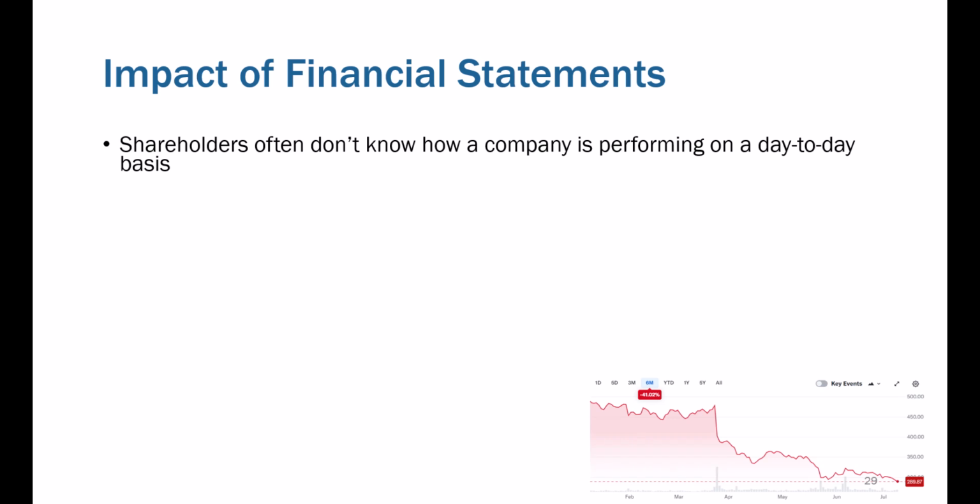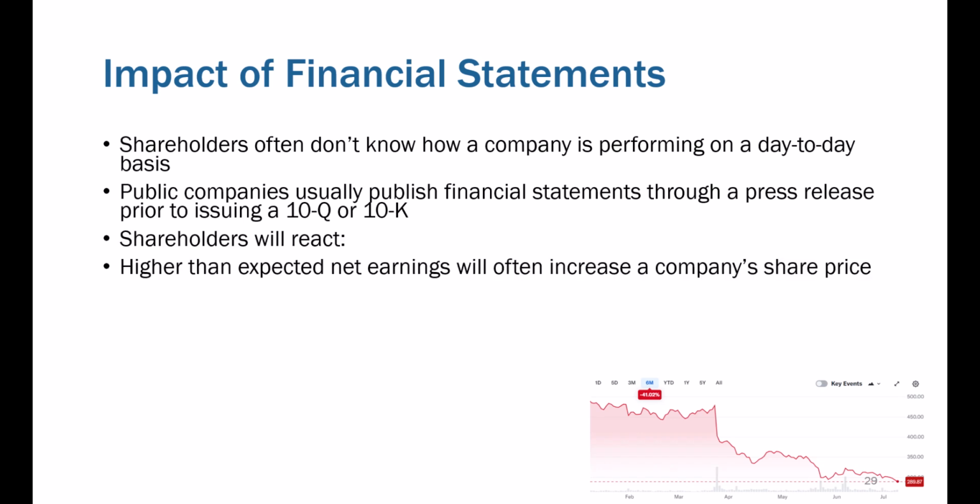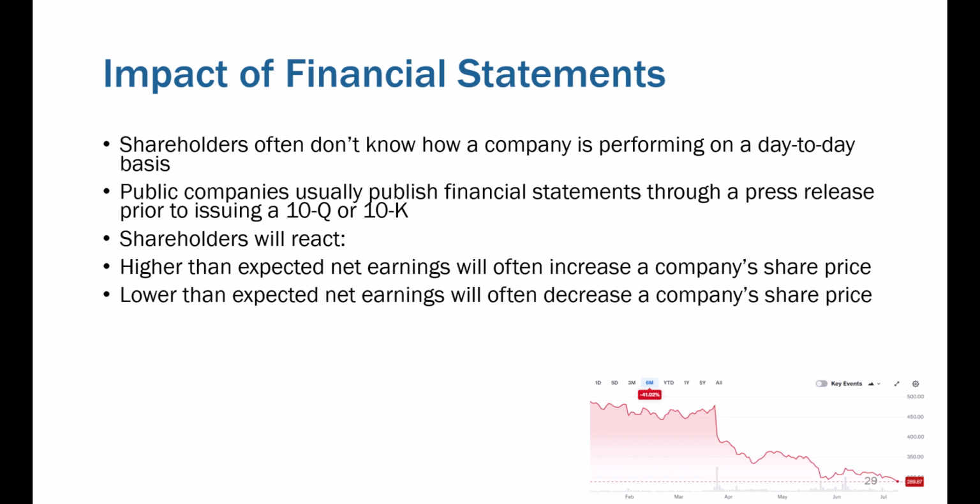Shareholders often don't know how the company is performing on a day-to-day basis. They really don't know until the company issues their financial statements every quarter through a press release, followed by a 10Q or a 10K. Shareholders are going to react. If earnings were higher than expected, share price goes up. If earnings were lower than expected, share price goes down.